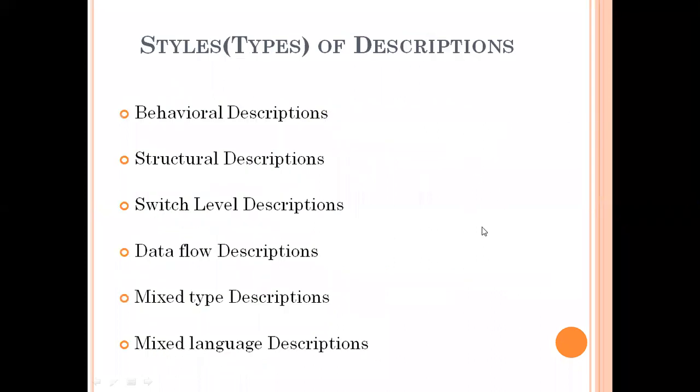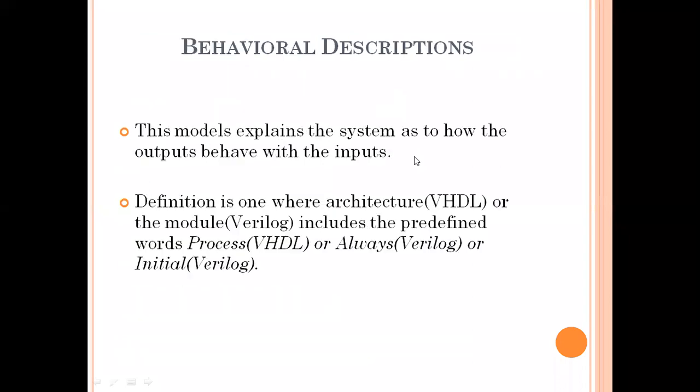Okay. So the major parts of Verilog code are the styles or types of description, right? Behavioral description, structural description, switch level, data flow, mixed type, mixed language. These are the different types, different styles of description which are used in Verilog to represent any digital circuit, right? One by one, we will understand the styles of description in Verilog.